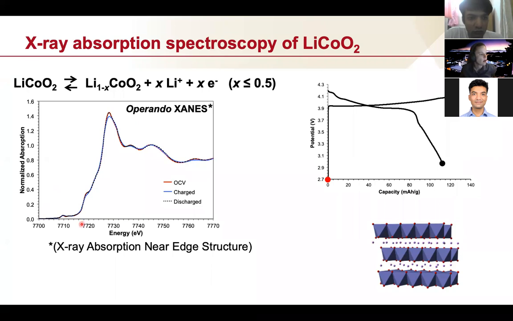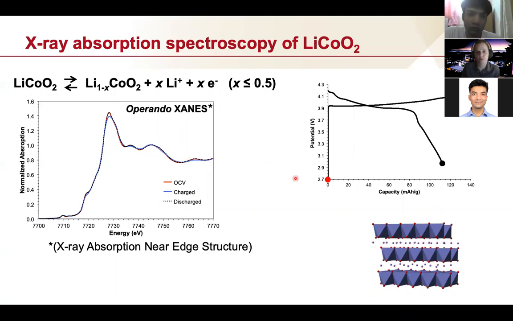You can see that stability if you look at the X-ray absorption near edge structure of cobalt. So here, this is the XANES of the cobalt edge of lithium cobalt oxide in an operating battery. Red is OCV, open circuit voltage, blue is fully charged, that half lithium. And then the dashed black line, and I had to make it dashed so you could actually see the red line, is fully discharged. And so you can see it's completely reversible. And this is the first cycle even. So it's a very stable structure.